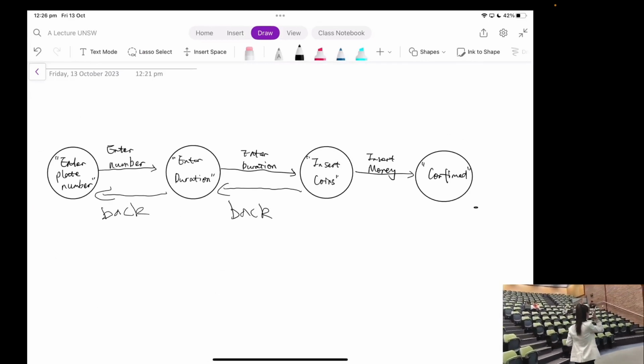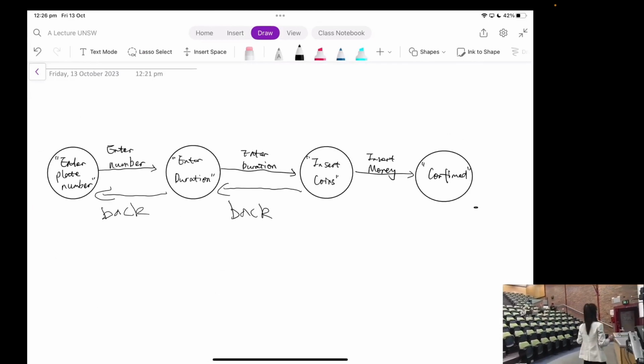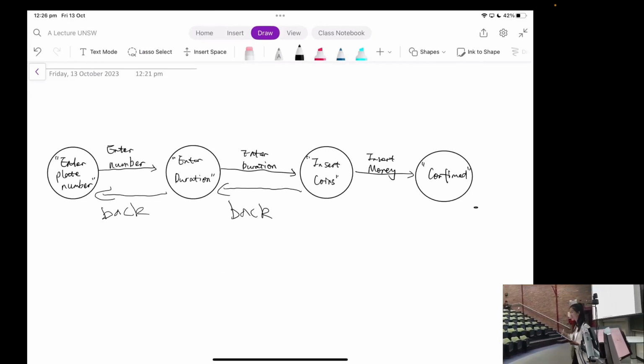Change their mind and decide not to move forward, right? So that's a good point. Anyone wants to make some edits to my model? Anything that I've missed? Anything that I should consider?